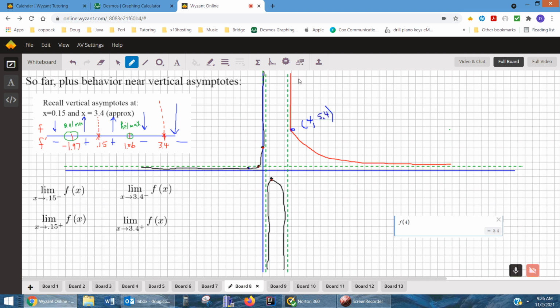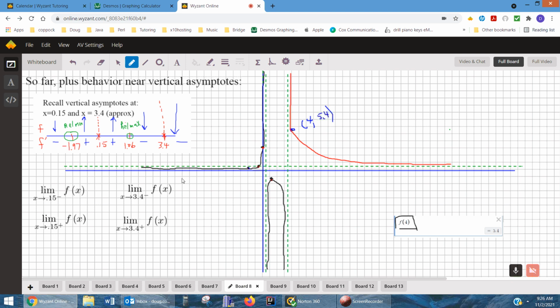and to get the sketch up here, to the right of this vertical asymptote, we have to decide if the graph is above the horizontal asymptote or below. So pick a trial number. F of 4 is 5.4. That tells you we're up here, and we'll probably go something like that.